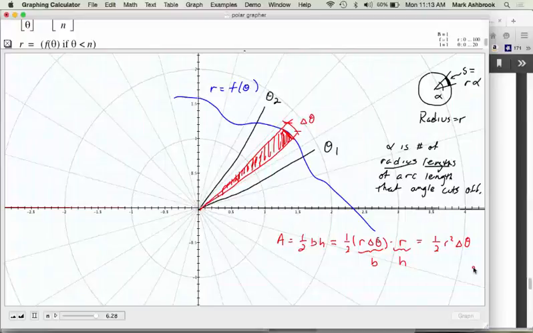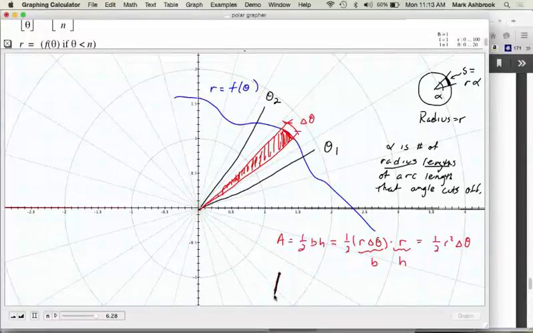Right? So the base is this little distance right here, which we're going to use the arc length formula from a circle for. And that's going to be the base of our triangle, the angle delta theta times the radius. And then the height of the triangle is actually that whole distance r. So we get one half r squared delta theta. And what are we going to do? Add them all up.